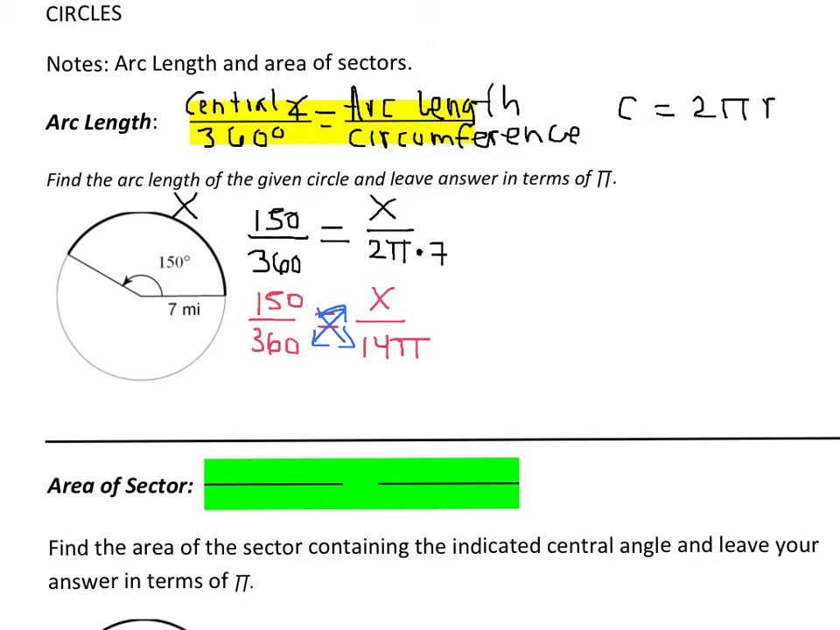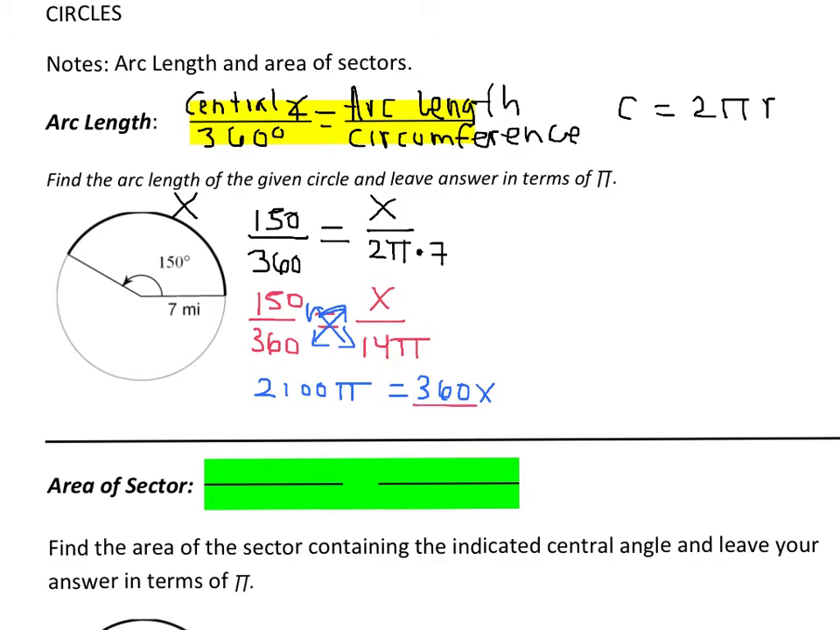Okay, so then 150 times 14, that gives us 2100. So this is 2100 pi, we're not computing pi, okay, equals 360x. We're solving for x, so the next step is divide by the number that is in front of x. This is coming from basic algebra.